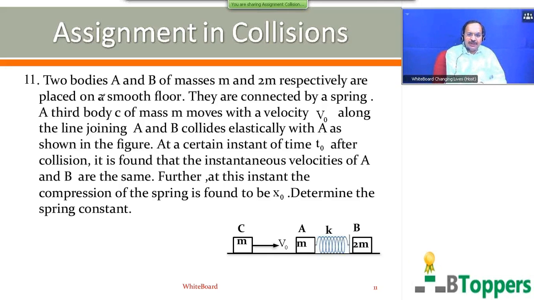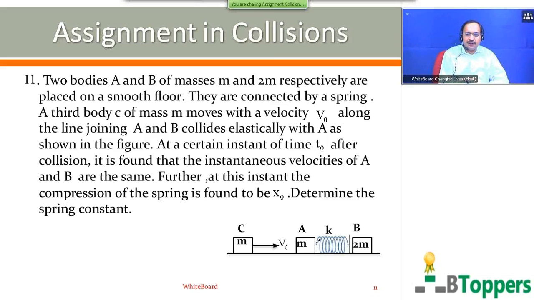So, as I explained in the previous problem, similarly here also the two blocks C and A have the same mass. So, when block C collides elastically with the first block A, then at the instant just after collision, block C will come to rest and block A will start moving towards right with this velocity V0. So during subsequent motion of the system of the two blocks A and B and the spring, as I explained in the previous problem, the compression of spring will be maximum at the instant when the velocities of the two blocks are equal.